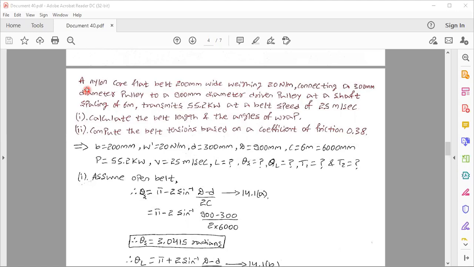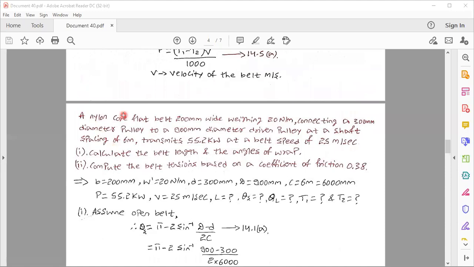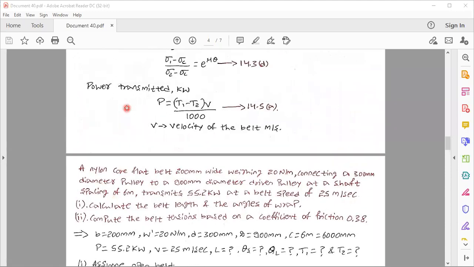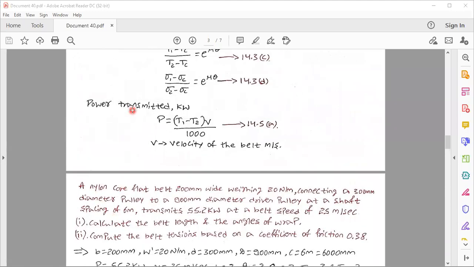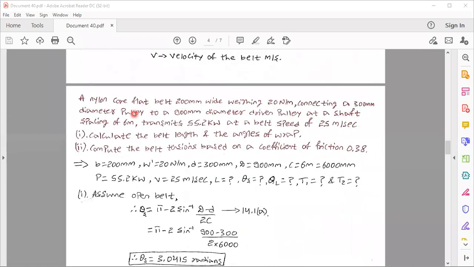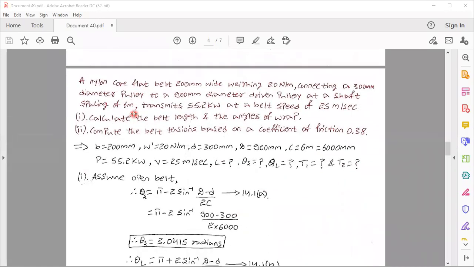In the previous lecture, we have seen the theory part of V belt. In today's lecture, I will take a problem on V belt. Sorry, in the previous lecture, we discussed the flat belt. We'll take a problem on flat belt. After this, the next problems will be on V belt.